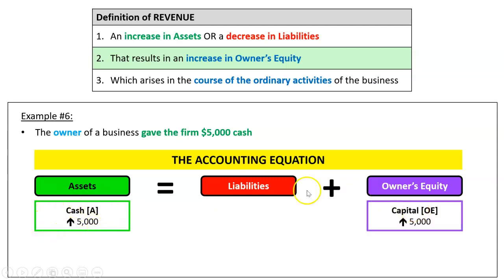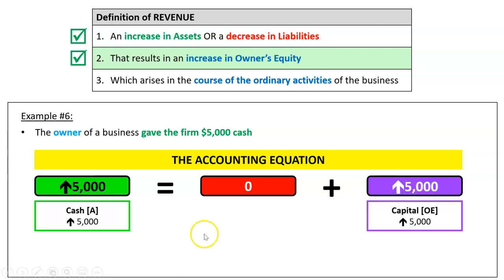And we've got a capital contribution, so literally that is contributing to capital. So capital is going to go up 5,000. And that's it. Let's balance it out. Assets up 5,000. Nothing to liabilities. Owner's equity up 5,000. Is this a revenue? Well, let's look at our definition. Was there an increase in assets? Yeah, assets went up 5,000. Was there an increase in owner's equity? Yes, that went up 5,000. So at this point, we actually do have a revenue for this.